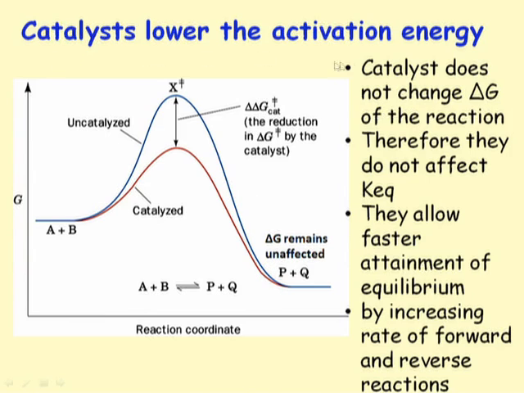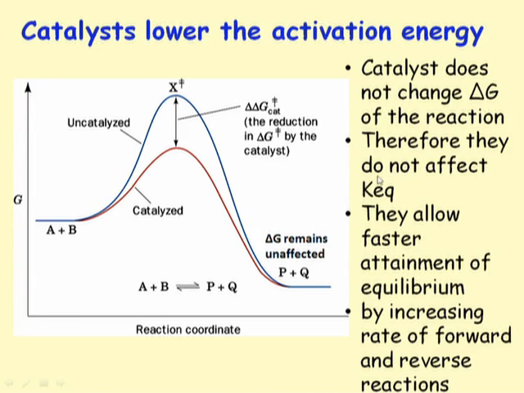Catalysts lower the activation energy. So we see here in this diagram that the activation energy barrier in the catalyzed reaction is lower as compared to the uncatalyzed reaction. This difference between the catalyzed and the uncatalyzed reaction in the free energy of activation is known as delta G star catalysis, and this implies that catalysts do not change the delta G value, the difference in the free energy between the reactants and the products.